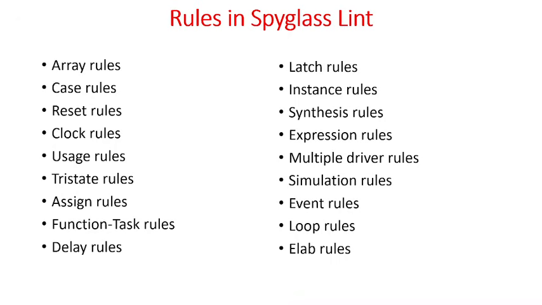Clock rules. It is good to have the entire processes controlled by the positive edge of the clock or the negative edge of the clock. Because of the enforcement of some rules, a clock violation may also be notified. The usage rules, then we have tri-state rules, assign rules, function task rules, delay rules. Then we have latch rules.